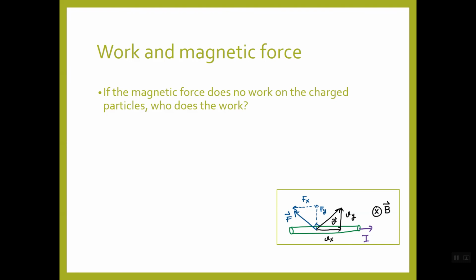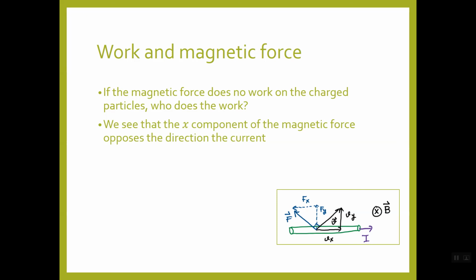So if the magnetic force is not doing any work on the charged particles, who is doing the work? We see that the x component of the magnetic force opposes the current direction. If we resolve the magnetic force into a y component and an x component, the x component is going in the negative x direction. In the current-carrying wire, the particles want to go in the plus x direction, so the x component of the magnetic force is actually opposing the direction of the current.